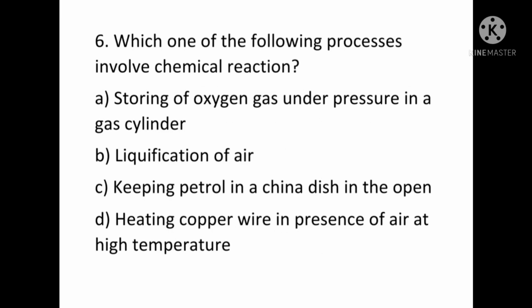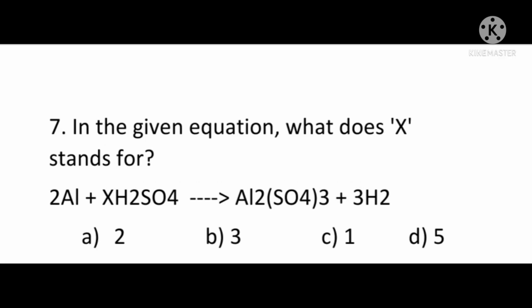Question number 6. Which one of the following processes involves a chemical reaction? Option A. Storing of oxygen gas under pressure in a gas cylinder. B. Liquefaction of air. C. Keeping petrol in a china dish in the open. D. Heating copper wire in the presence of air at high temperature. Correct answer is option D, heating copper wire in the presence of air at high temperature.